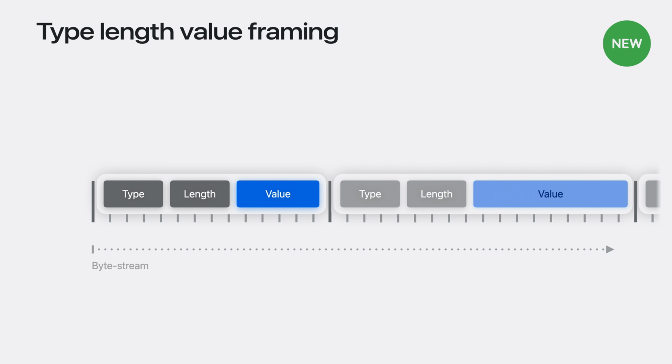TLV is a simple message protocol that encodes a type, which can be used to describe the data contained in the message, and a length, which is the size of the data in the message. Following that is the actual content of the message. Common network protocols use TLV, so this may be a format your server already speaks.